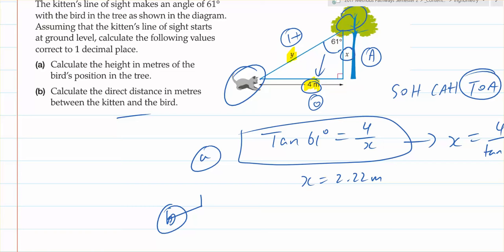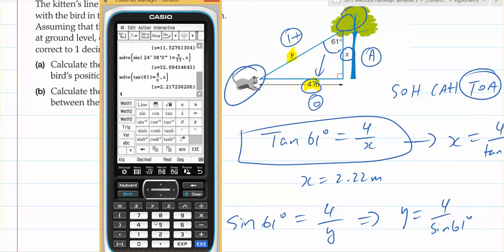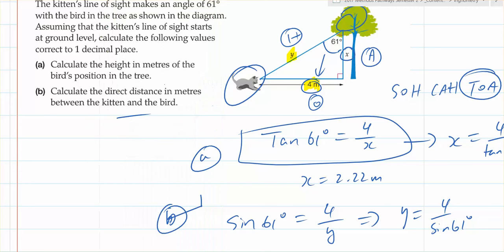Okay, so let's work out the correct ratio to use for this. So we've got the hypotenuse side and we've got the opposite side. Okay, opposite and hypotenuse is sine. Okay, so sine of 61 degrees equals opposite, which is 4, divided by hypotenuse, which is y. Okay, if you were to rearrange it, y would equal 4 over sine 61 degrees. So if I work this out on my calculator, I get 4 divided by sine 61 degrees. So I get 4.57. Y equals 4.57.